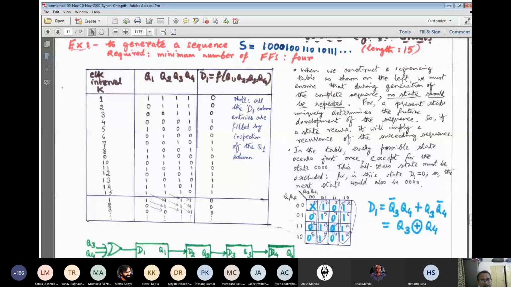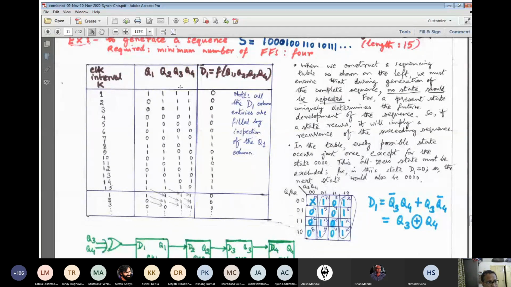For in this state, D1 equals 0, and so the next state will also be 0. That becomes useless. Here, as we are sure that there is no anomaly, that means all 15 states are unique and have occurred only once in the entire state sequence, it is of length 15. That means in the state transition diagram, we have a cycle of 15 states.